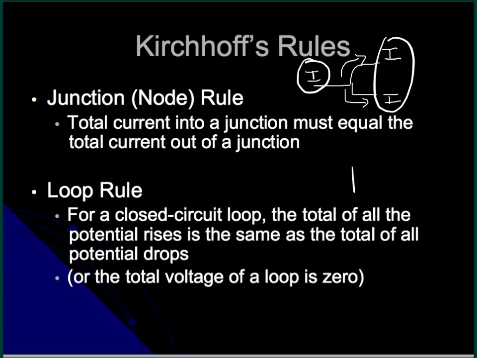Also, when you have a complete loop, so if you follow the current and you make a complete loop, the sum of all your potential rises, or the total voltage of the loop, is 0.